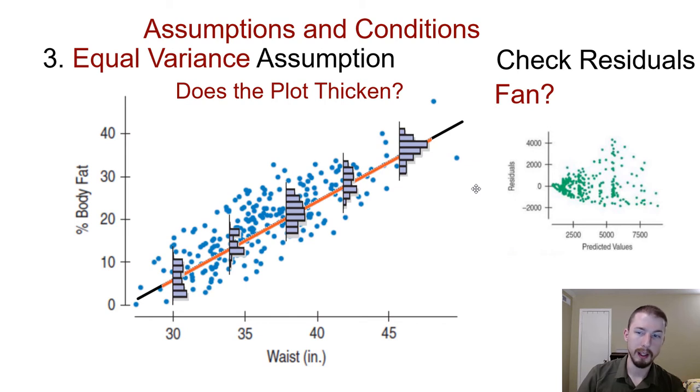So here we have the equal variance assumption, which is also really important. Does the plot thicken? In this case, the example they gave in the book was the value of a diamond, depending on the weight of the diamond. Smaller diamonds all have very consistent values, but as we get larger and larger weights of diamonds in carats or whatever, their values become more spread out.